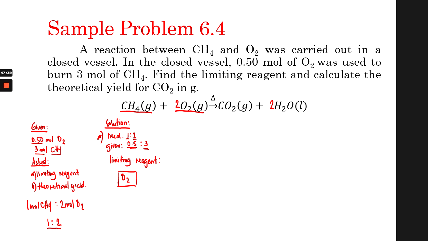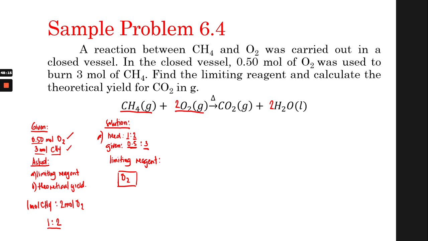So you are given these amounts and solve for how much product 0.5 moles of O2 gives you. Also solve for how much product, it could be either CO2 or H2O, it's up to you, but use the same one. So check how much CO2 0.5 moles of O2 gives you, and how much CO2 3 moles of CH4 gives you, and find the smaller amount. And from there, you would see that your limiting reagent is O2.